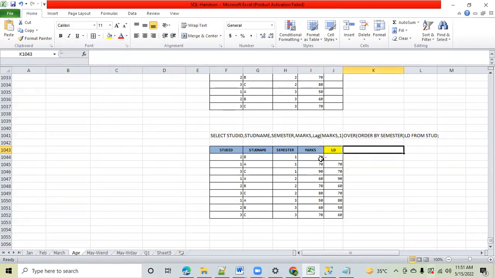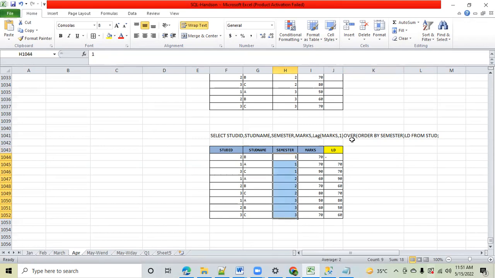Lag. Who will explain this? Yeah, it is different from the above one. Okay, and the difference is that instead of going up, it is going down one step. Correct. You see, everything is the same. Here you have mentioned over order by semester. Semester is sorted in ascending order, right? Fine. I'm not showing partition by here. After this, I will show you partition by as well.